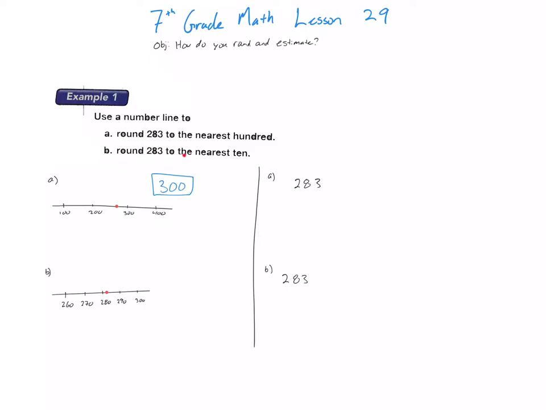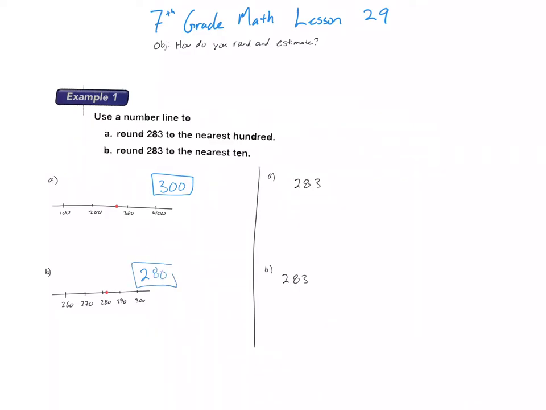Part B says round to the nearest tens. So now, remember this is ones, tens, hundreds. So now I'm going to round to this place. So now it's going to go in increments of 10. So 260, 270, 280, 290, 300, etc. And 283 is going to fall right about here, closer to the 280 than 290, because it's 280 and 3 more. This is 280 and 10 more, so it's going to be right about here. So this is going to be closer to 280, so that's going to be my answer. It's 280.